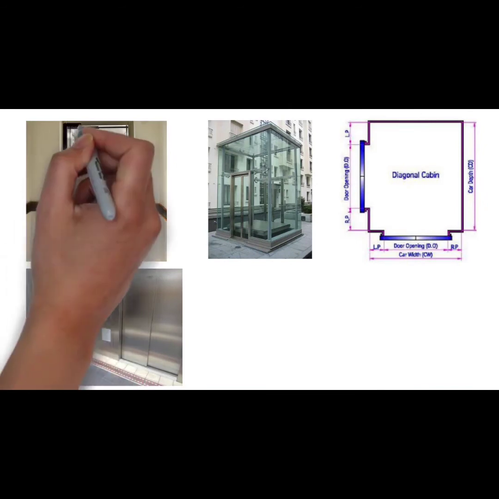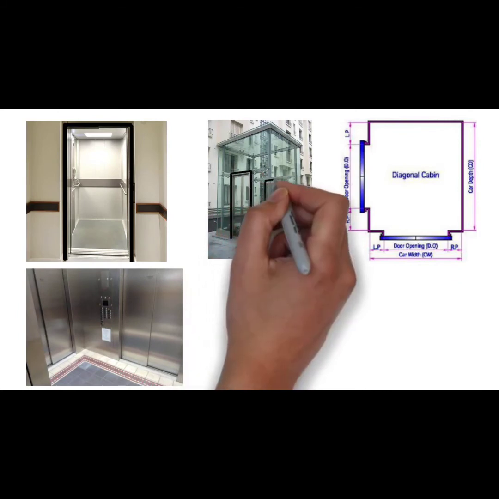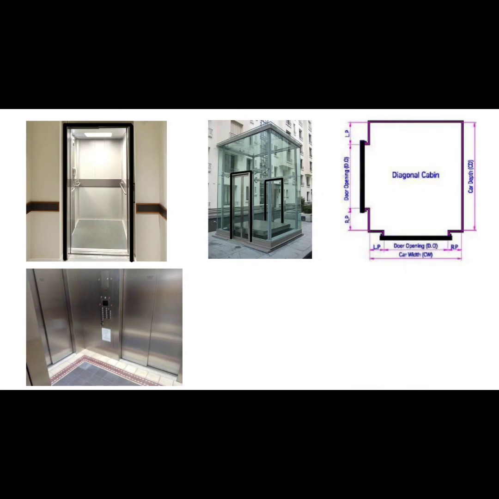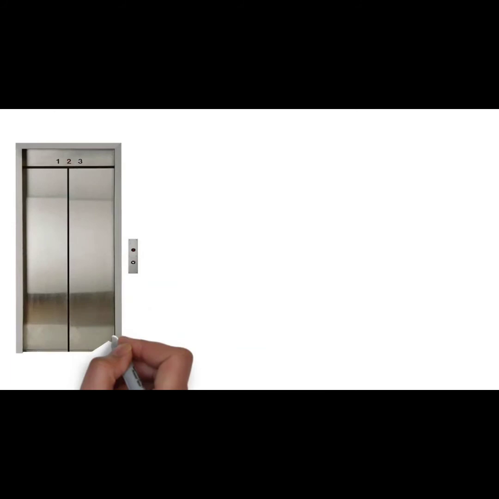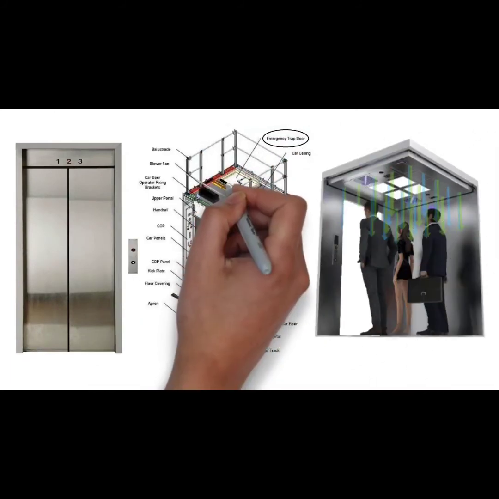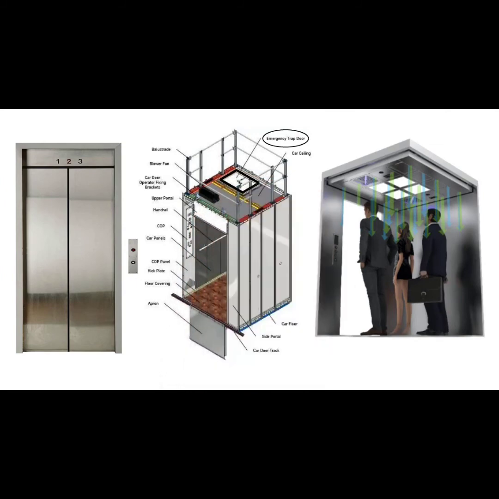One opening cabin has a single entrance. Two opening cabin has two opposite entrances. Angle cabin has two entrances situated at an angle of 90 degrees. And three entrance cabin has three entrances. Elevator cabins shall be completely enclosed by walls, floors, and ceiling. The only permissible openings are the car door, emergency trap door, and ventilation apertures. You can see in this picture, emergency trap door is placed on top of the elevator car.